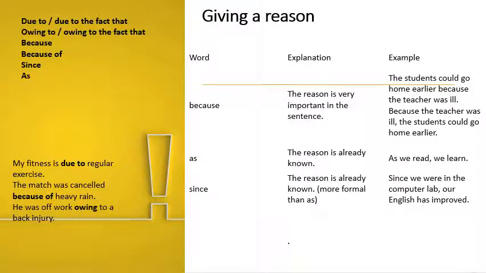Which are the linking words used for giving a reason? You can use due to, owing to, because of, since, and as. These are the words used for giving a reason. Let's see some examples. My fitness is due to regular exercise. The match was cancelled because of heavy rain. You cannot say the match was cancelled due to heavy rain. The match was cancelled because of heavy rain.